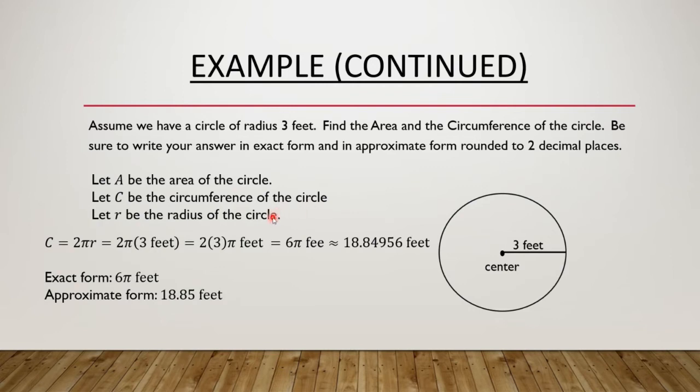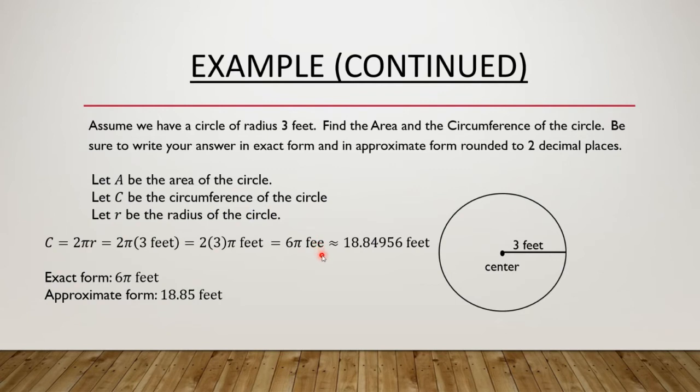The formula we're going to use is 2 times pi times the radius. That's what our circumference is. So we have 2 times pi times 3 feet. We're just going to do 2 times 3. Again, you can multiply in any order you want because multiplication is commutative. So we get 6 pi feet.